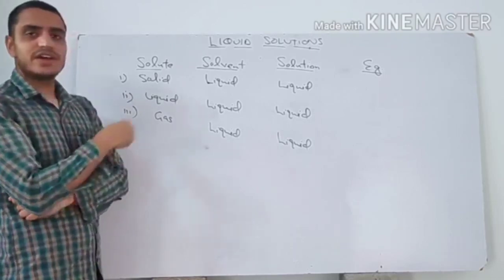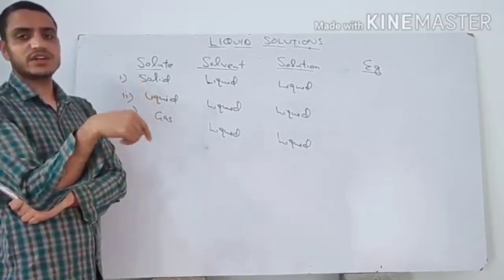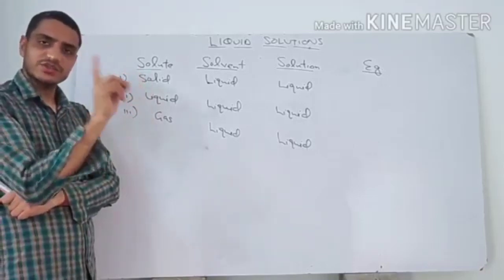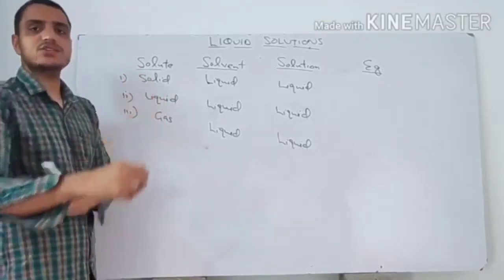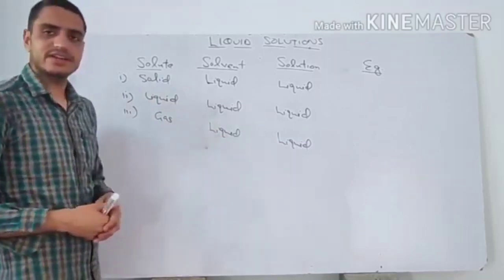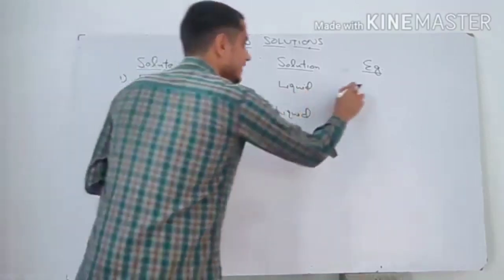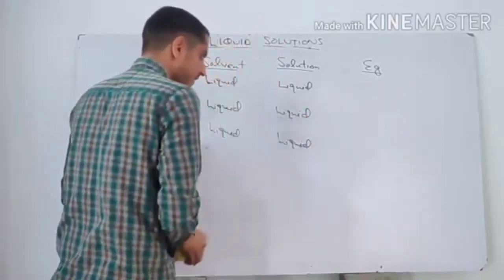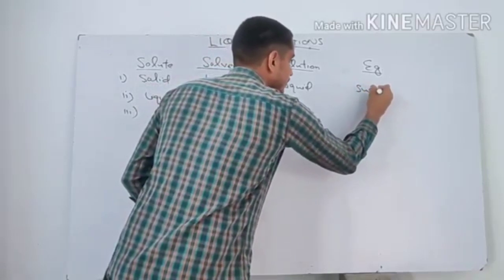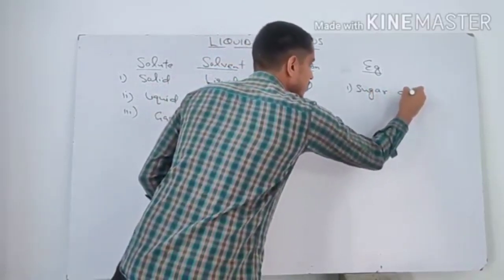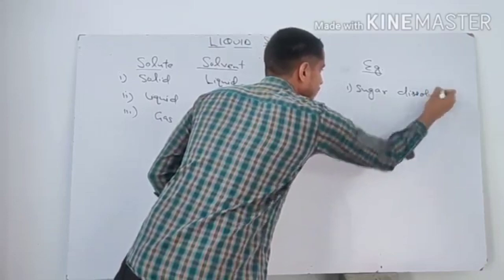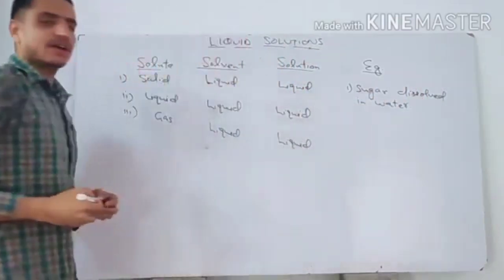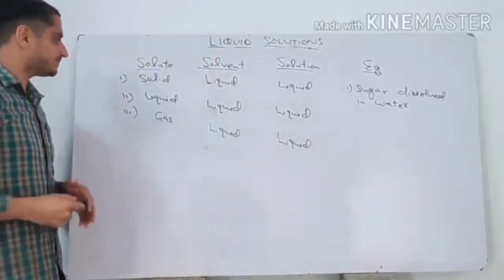Very easy. When we dissolve sugar or salt in water, it is an example of solid dissolved into liquid. Sugar is a solid, water is a liquid. So sugar dissolved in water is an example of solid in liquid. Getting a point? So the example is sugar dissolved in water is an example of solid in liquid solution.